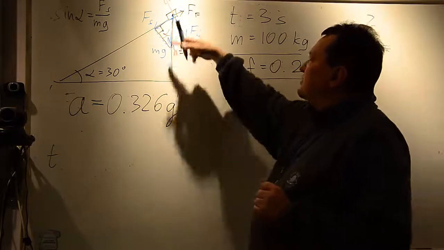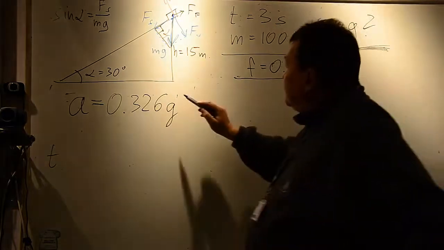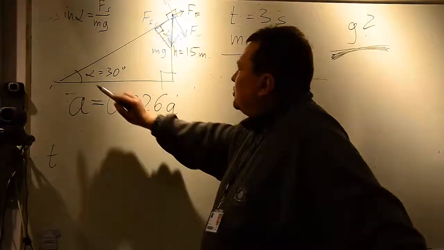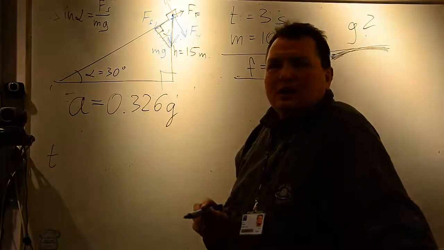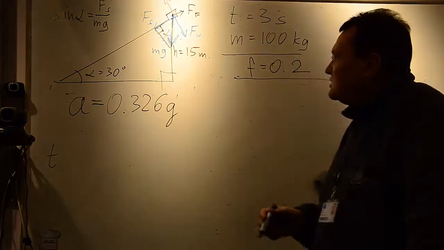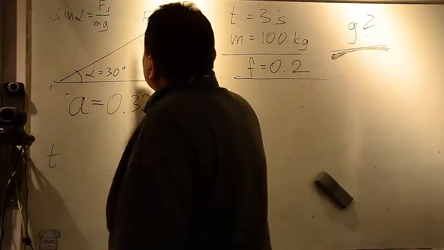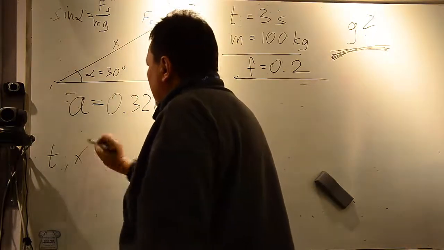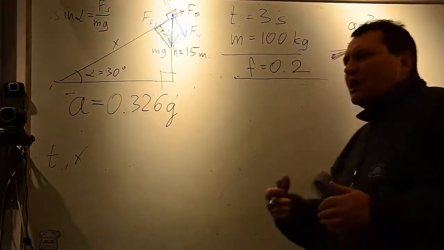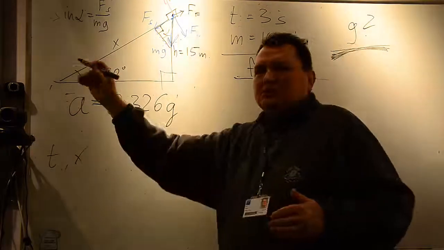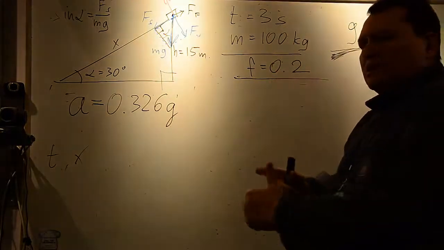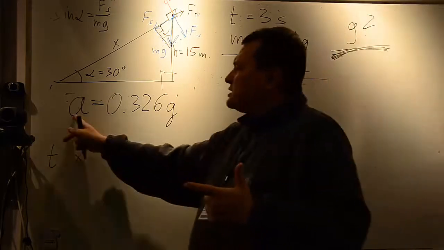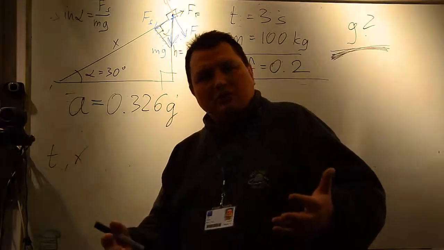Here is 15 meters from here to here. As you look at this structure, it's a right triangle with a height of 15, with the angle of 30 degrees here. We can solve this triangle quite easily for finding this distance. If we say that's the distance x, we can find the distance which this object actually travels. So we have x, we have distance, we have time. We need to find acceleration. What kind of formula should we use?